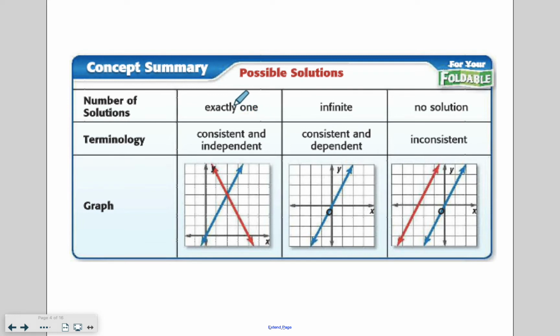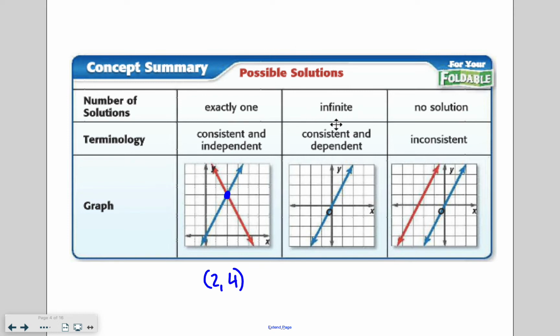If we have consistent and independent, so they touch just once, it is going to be a pair of lines, and that solution is where they run into each other. So for this particular graph, they overlap at 2, 4. So your solution would be 2, 4.